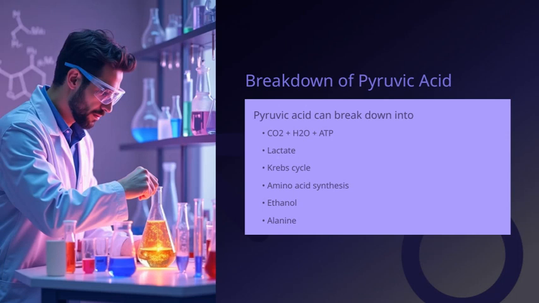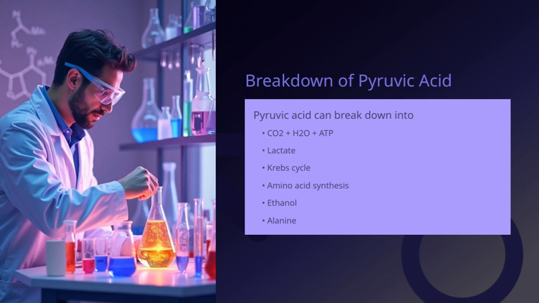Now, let's take a look at what happens when pyruvic acid breaks down. As you can see, pyruvic acid can be converted into several different compounds depending on the conditions in the cell. For example, it can become alanine, which is an amino acid important for protein synthesis. It can also be transformed into ethanol in some organisms, especially during fermentation. Another key pathway involves amino acid synthesis, where pyruvic acid serves as a building block. Additionally, pyruvic acid enters the Krebs cycle, which is central to energy production in our cells.